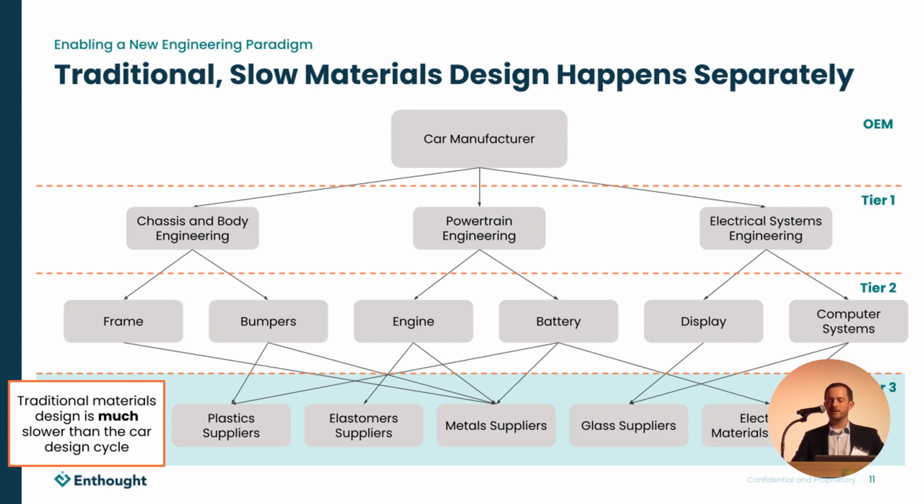So if we take a deeper look at the auto design problem and how the problem is split into these subsystems and tiers that I mentioned, we can see at the bottom here, there's tier 3, and that's where the materials design more or less happens. And the problem is, while the design is happening in a 2 to 3 year design cycle at maybe the top 3 levels, the bottom level materials design is happening much, much slower. And so this is happening out of sync with the rest of the design.